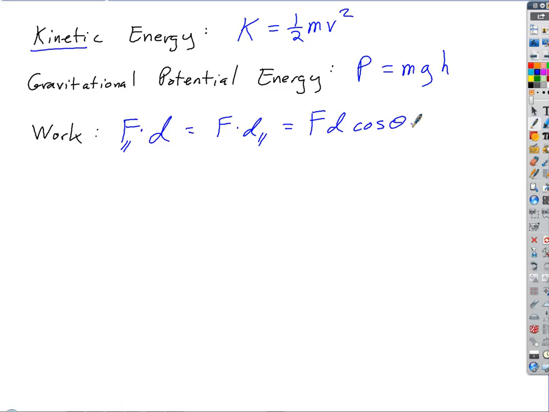Theta is 180? The direction of displacement is that way and the push is that way, aren't they the same direction, right? So theta would be 0. Theta is 0, exactly. And what's the cosine of 0? 1. Okay, so that would give us 10 newtons times 2 meters, which is 20 newton meters, but the units for energy or work are joules.